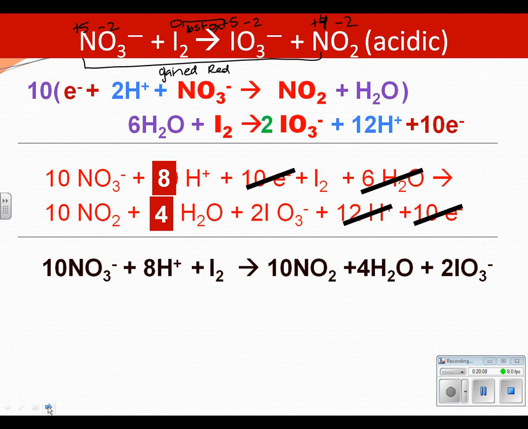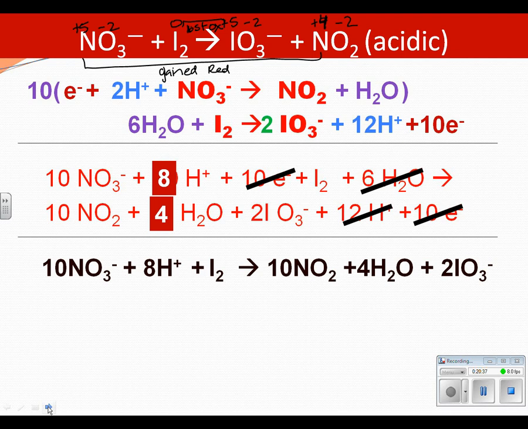Then I need to check my atoms as well as check my charge. So I have 10 nitrogens, 10 nitrogens. I have 30 oxygens. I have 20 oxygens plus 4 plus another 6, which is 30. I have 8 hydrogens and 8 hydrogens. And I have 2 iodines and 2 iodines. So it's balanced.